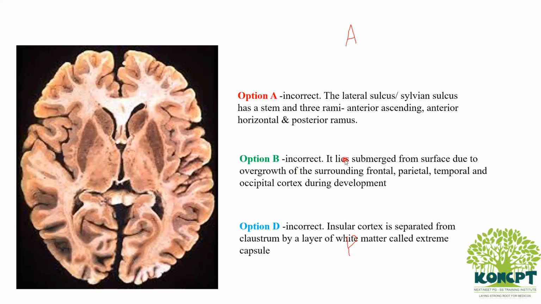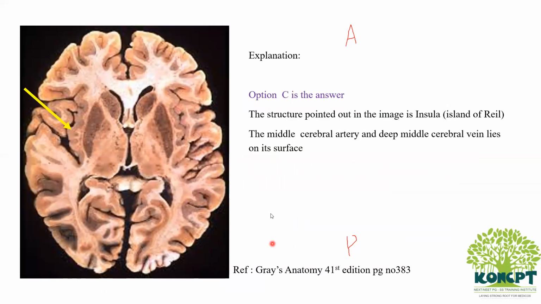Option B is incorrect. We have seen that the insular cortex lies submerged and the reason for that. Option D, yes, insular cortex is separated from claustrum by extreme capsule. So the correct answer is option C. That is the one which is incorrect. The middle cerebral artery and the deep middle cerebral vein lie on the surface of the insular cortex and not the anterior cerebral artery.